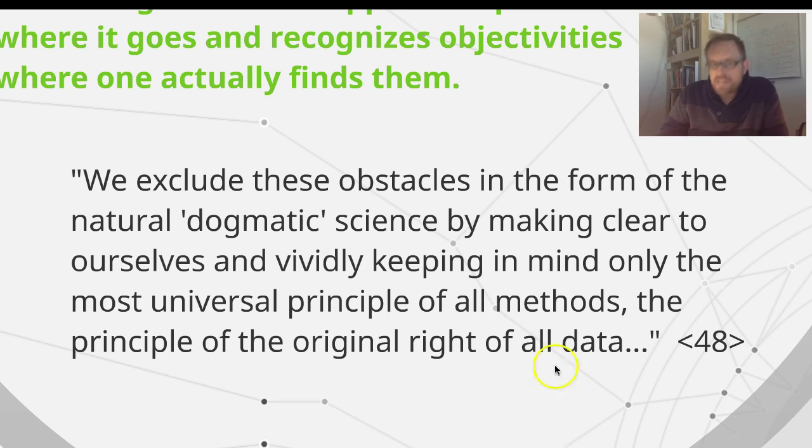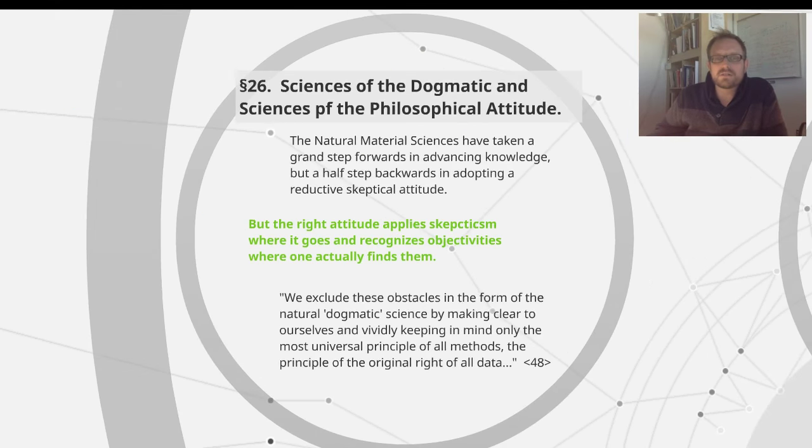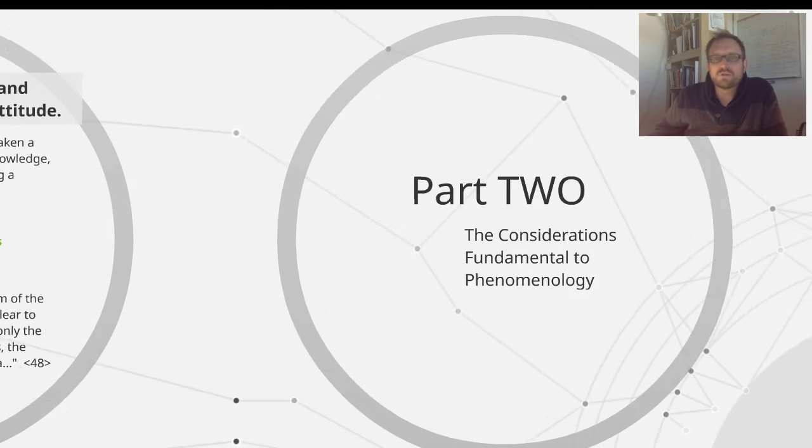The original right of all data is that the information is legitimate if it can be sourced to an original primary form of cognition. Why? Because of the demand that we conform to things themselves. You see how Husserl is sort of working and building up this nice symbiotic set of reflections. Okay, and that was section 41.